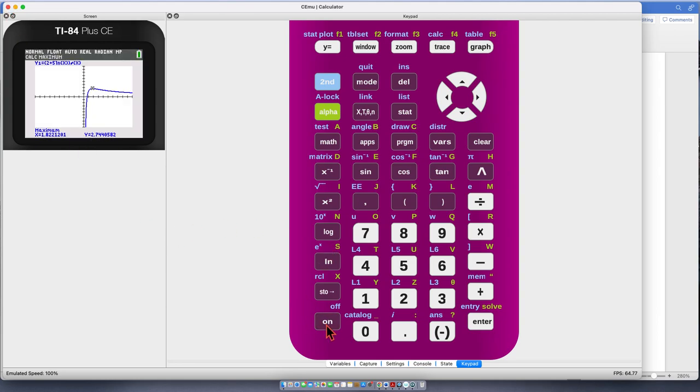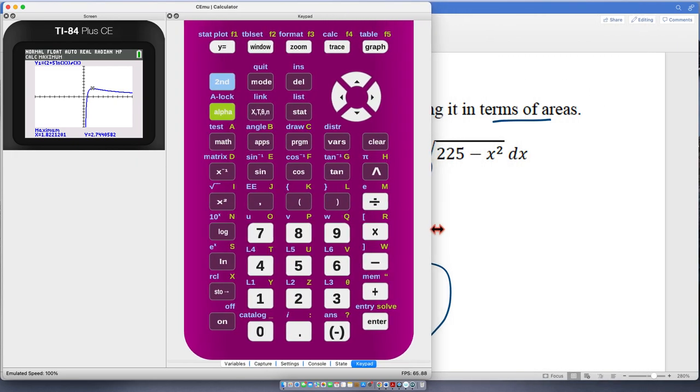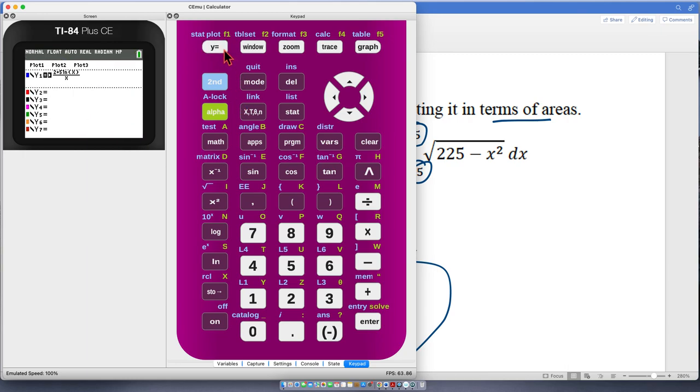So we could just have this ready for when we need it. Notice when I graph it, I don't see much, but that's because my window is not big enough. So we'll go from minus 20 to positive 20 just to be big enough. And I'll have my Y max go to 20 as well. And then we can graph it.